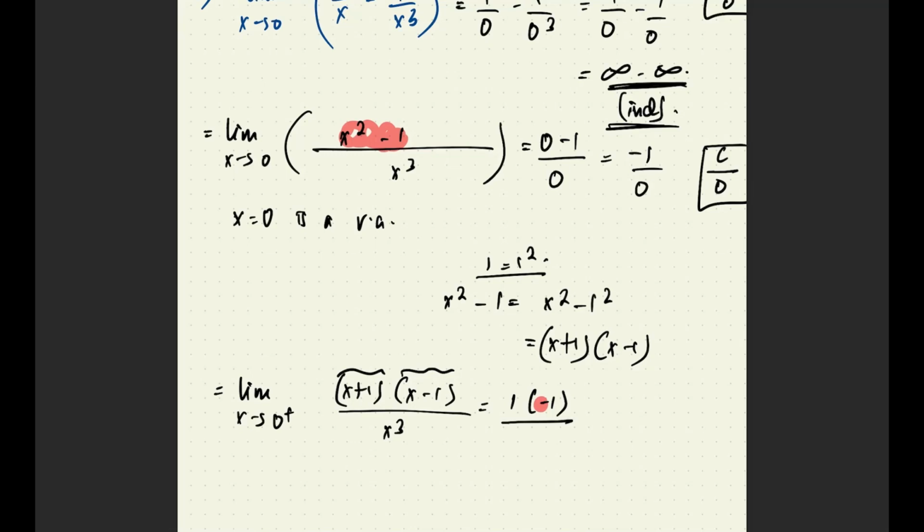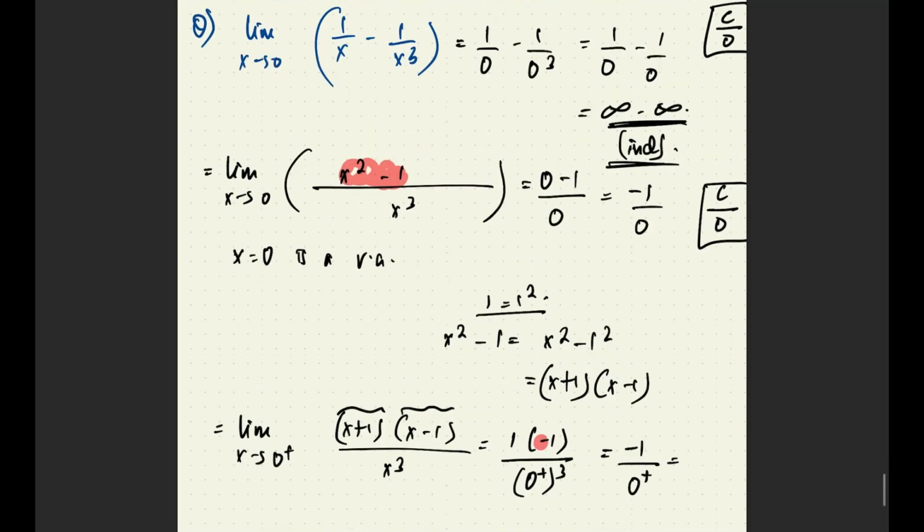Divided by, we are approaching 0 from the right hand side, so it's a very small number close to 0, which is positive, so I'll write it as 0 plus, and we're cubing this thing. So this gives us minus 1 divided by a very small positive number multiplied by itself 3 times, which gives you a very small positive number. So this becomes 0 plus, and hence the limit from the right hand side becomes minus infinity.